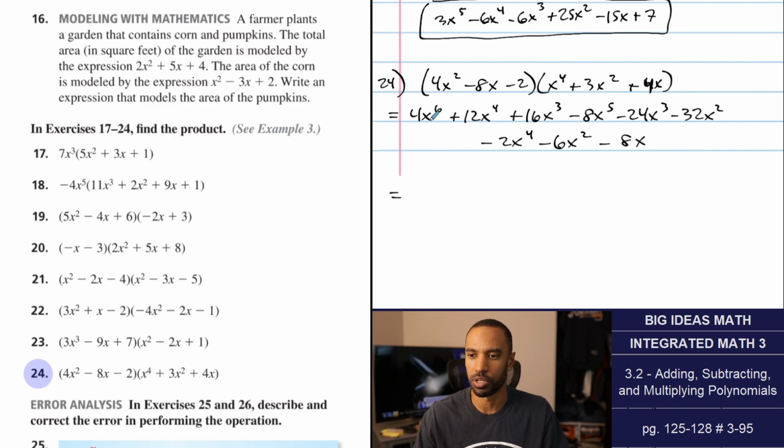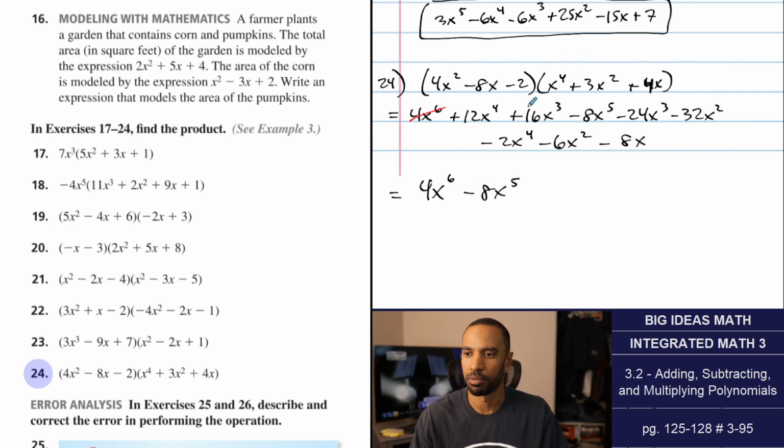Let's just hope I can see everything how it is. I'll put equals here so you know. 4x to the 6th, that's the only one of its kind. Any x to the 5th? Yes. This minus 8x to the 5th here. I'll cross out as I go, though, so you can see them. X to the 4th. 12x to the 4th minus 2x to the 4th is 10x to the 4th. Got an x cubed here and here, so that's negative 8x cubed.